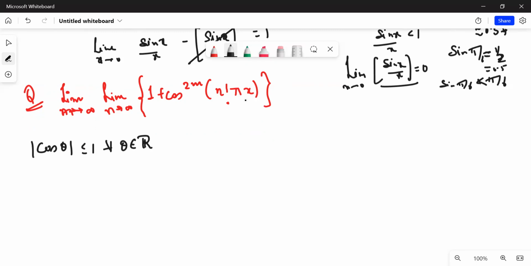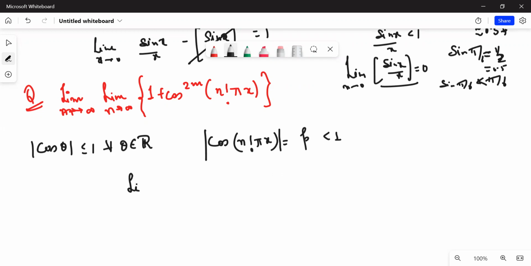Even if it tries to confuse you by writing anything inside, you should remember that cos of n factorial pi x, let's say we call its value p, will always have modulus less than or equal to 1. Whatever is inside cos, x belongs to real, pi, and n factorial, overall the modulus, which let's say is equal to p, will always be less than or equal to 1. I'm doing this to keep it easy for you.